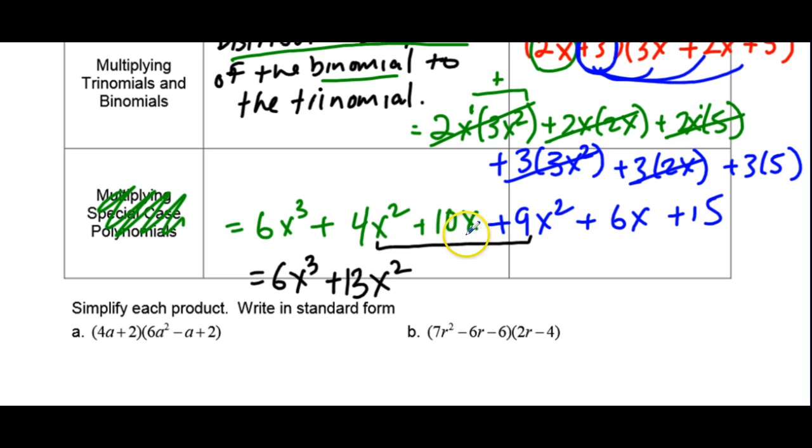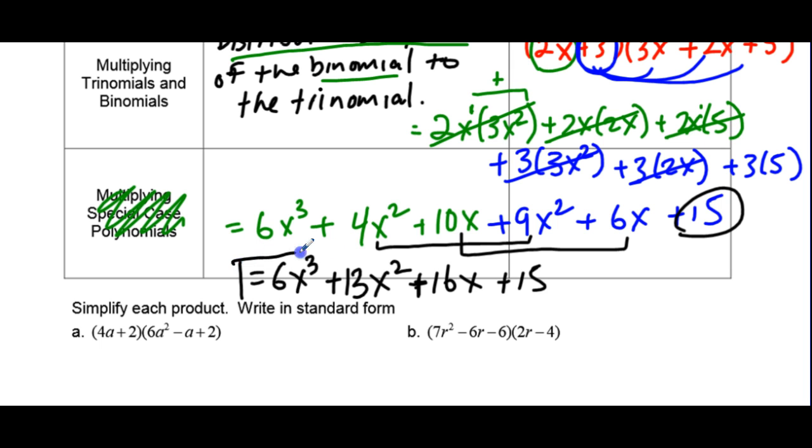Then I'm going to take 10x and 6x. These are the same thing. So these two terms are the same. So that's plus 16x, and then 15, well, he's all alone, so we're just going to write 15. So this is your answer to when you multiply a binomial by a trinomial.